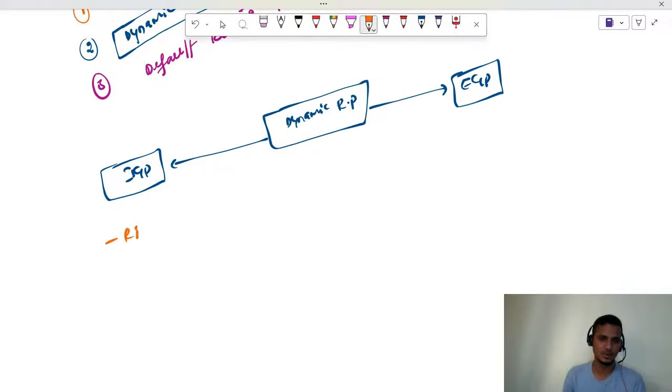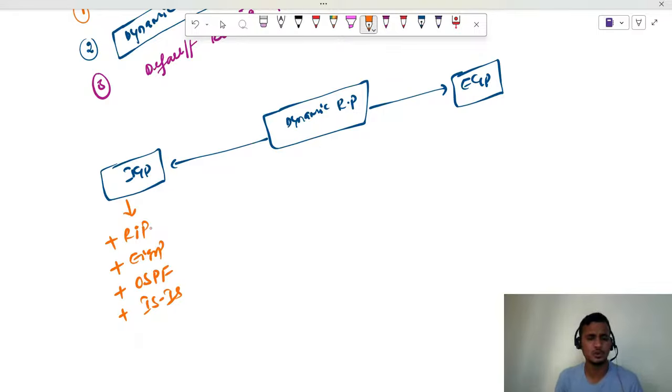In IGP we have different protocols. We have RIP, routing information protocol, and EIGRP, enhanced interior gateway routing protocol. Likewise, we have OSPF, open shortest path first. Then we have IS-IS, intermediate system. These are all the IGP protocols, interior gateway routing protocols. These protocols we configure within an organization, within an autonomous system.